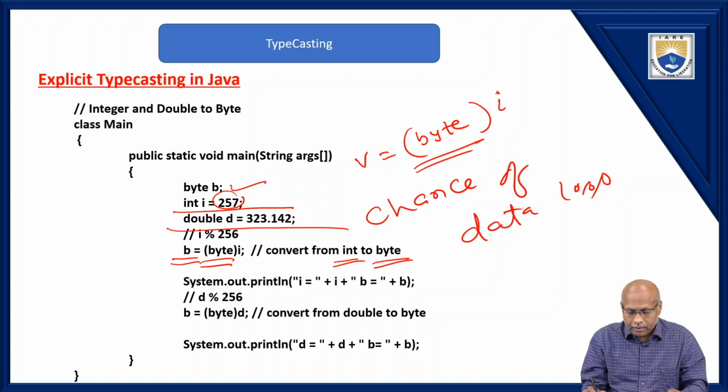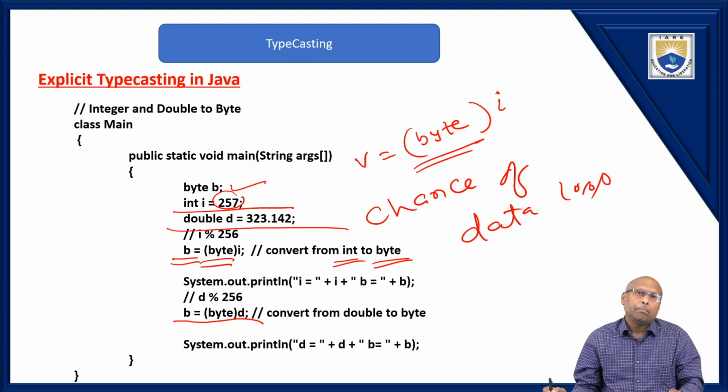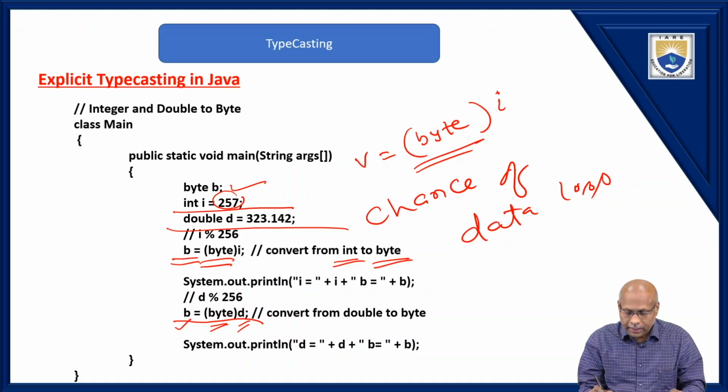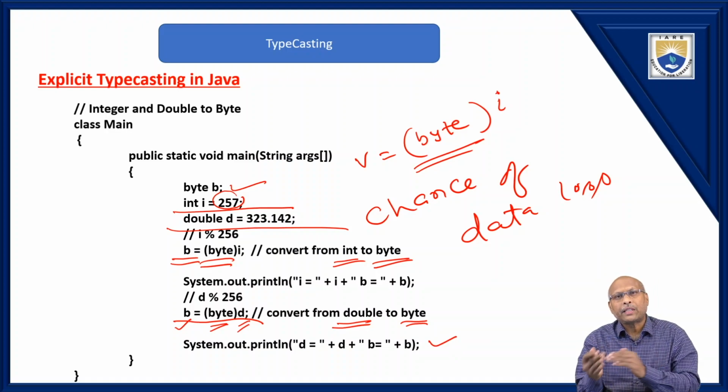Next statement. B equal to byte of D. D is what? My double variable. This double variable data I am storing in B. Automatically, the double data is also converted into byte type. So here, D is the variable, byte is my required conversion, and B is my variable where the data has to be stored. So it is converting the double data to byte data. And finally, I am printing the value. So this is the way you can write the program for explicit typecasting from a normal variable.